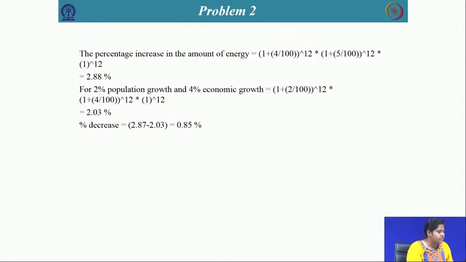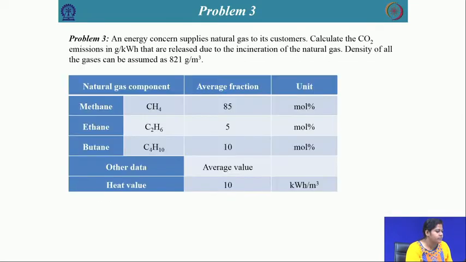So, coming to this is the solution of problem number 2. Coming to problem number 3, it says that an energy concern supplies natural gas to its customers. Calculate the CO2 emission in gram per kilowatt hour that are released due to the incineration of the natural gas. Density of all the gases can be assumed as 821 gram per meter cube.